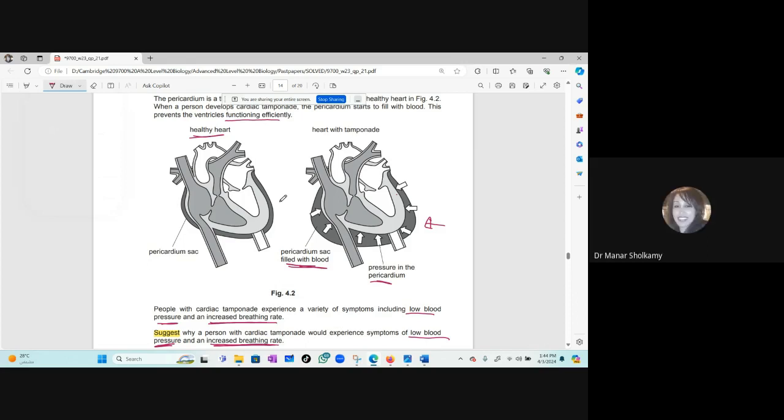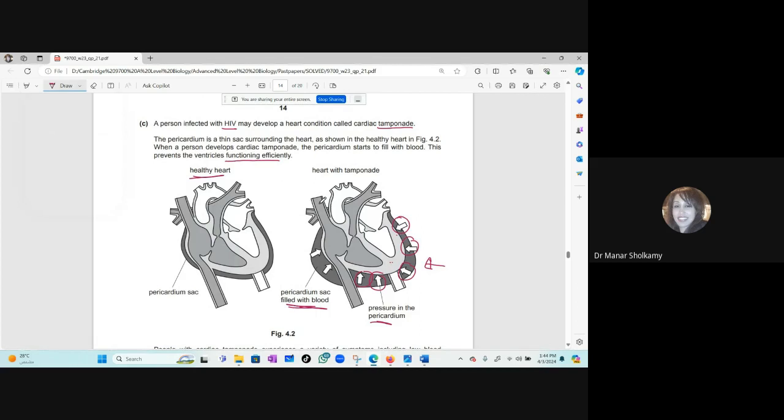Can you think of another answer? The pressure will increase inside the pericardium, yes, and this will apply pressure on the what? On the atrium. Right? No, look at the picture. The pericardium fills with blood, and this prevents the ventricles from functioning efficiently. The question is very clear. Will the ventricles be able to contract? No, so there is no blood pressure, because the ventricles won't contract.